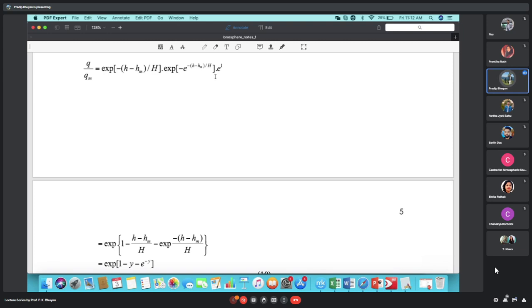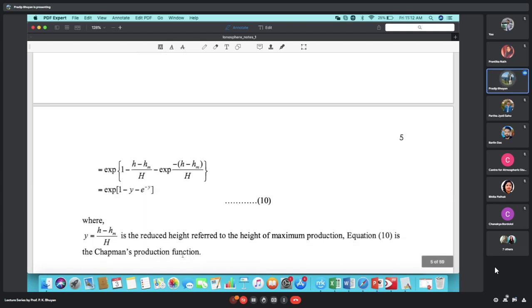So what is done? If I bring it inside the exponential, this is 1, then h minus hm by h, and then again exponential minus h minus hm divided by h. Just rearranging these terms, I get 1 minus this term, minus exponential this term, the same term. If I want to avoid writing this whole term again and again, I can put another term, say y. So exponential 1 minus y minus exponential minus y.